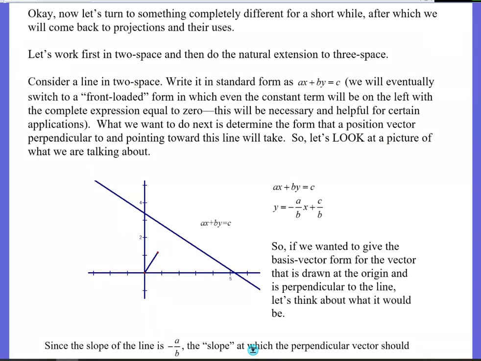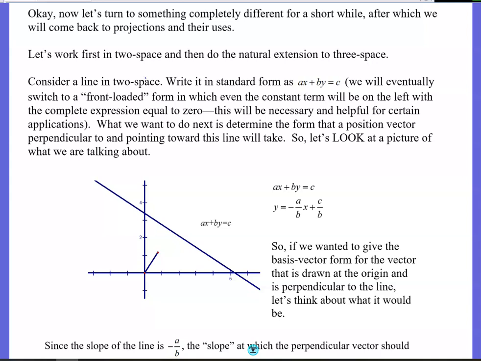For the second half of this little video, I'm going to turn to something completely different for a minute, but I promise we'll come back to projections in a moment. We're going to work in 2-space, and then I will show you this in 3-space as well. If you want to take a break before you start the second part of the video, it might be a good moment to walk away and come back. But I'm going to keep going, so feel free to pause and come back if you need to.